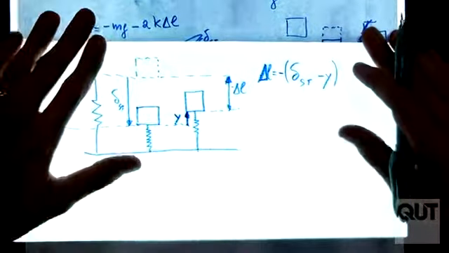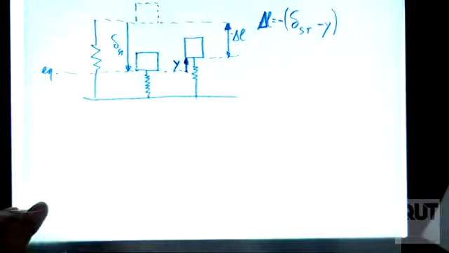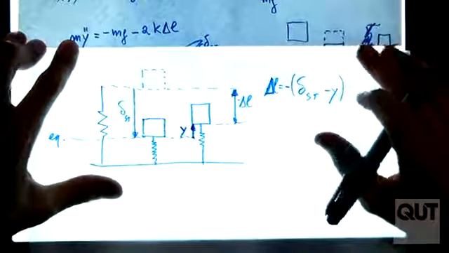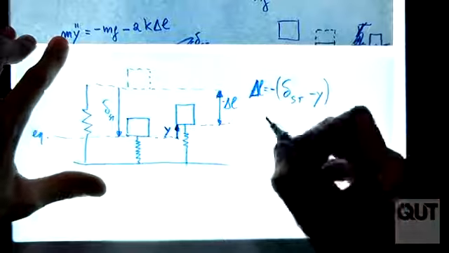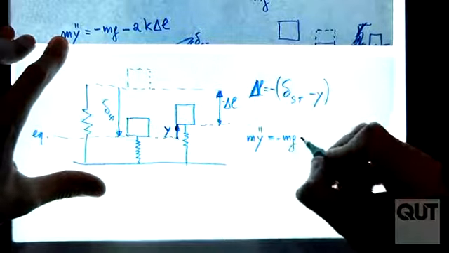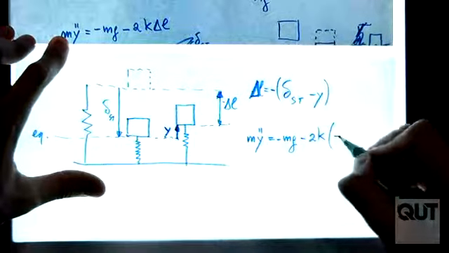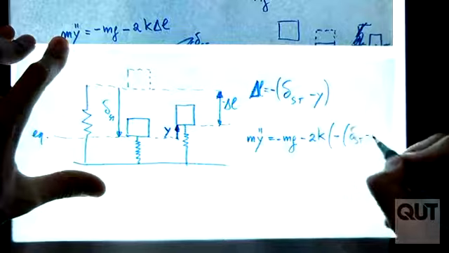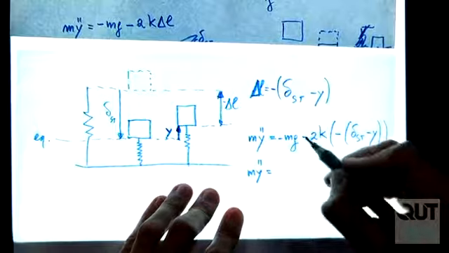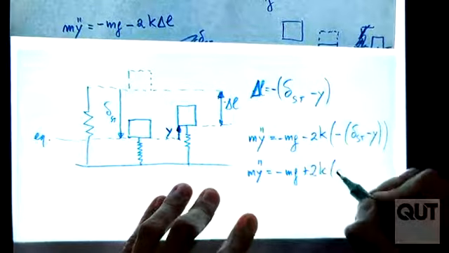Good. Now that you have this expression, we can substitute it in our equation. Our equation of motion was this one. So now we can write m y dot dot equal minus mg minus 2k multiplied by minus delta static minus y. A lot of minuses. Let's simplify it a bit. M y dot dot equal, this minus with this minus becomes a plus, minus mg plus 2k multiplied by delta static minus y.